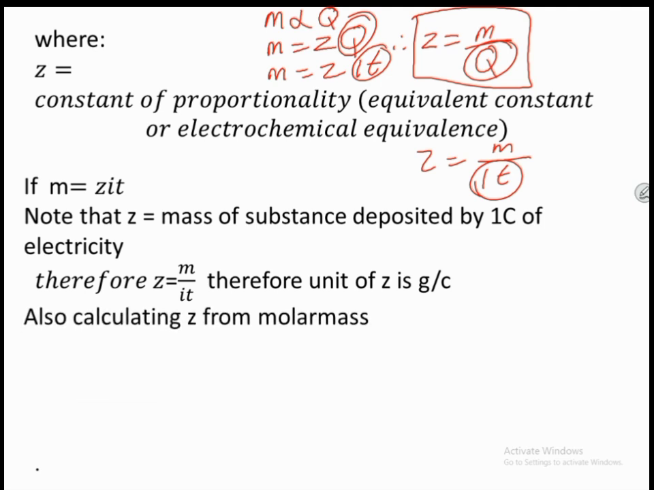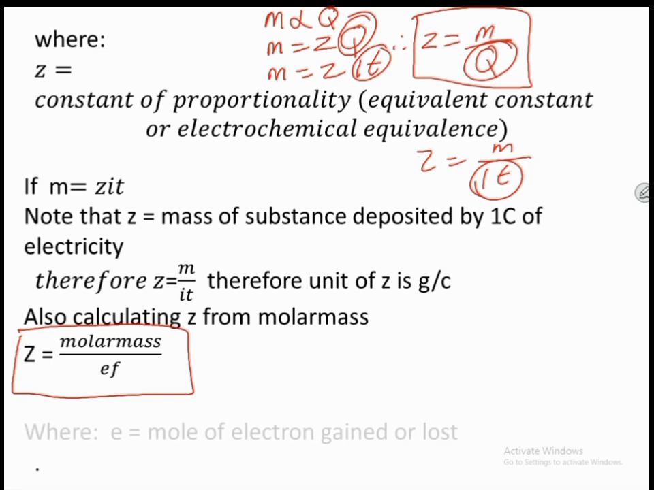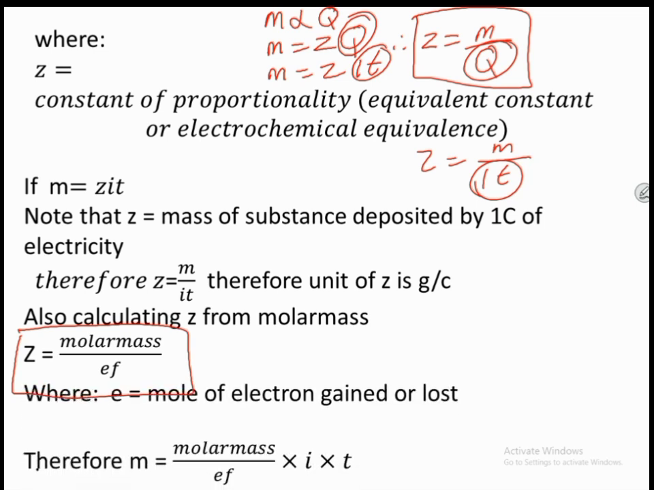Right? Then calculating for Z for molar mass. Now, what is the relationship between Z and molar mass? The relationship is that Z is equal to molar mass over EF, where E stands for moles of electron gained or lost, and F stands for Faraday constant, which is 96,500 per mole. Remember that therefore we can say mass is equal to molar mass over EF times I times T. Yes, we can also get mass using this formula. Why am I saying this? I'm saying this because molar mass is actually mass per mole. So this can give birth to this chemical equation.